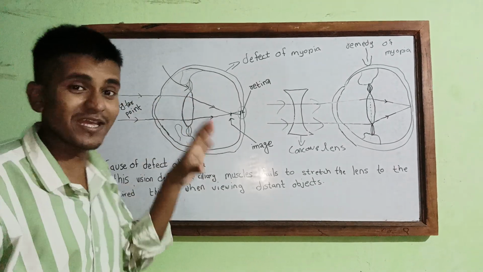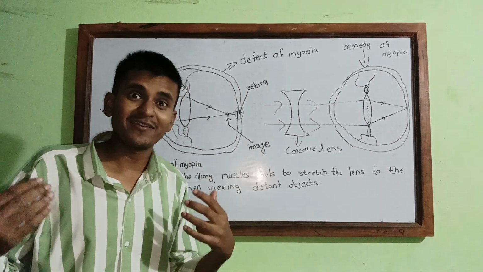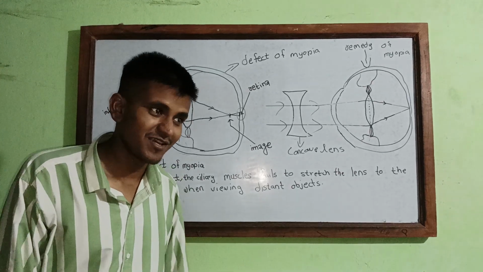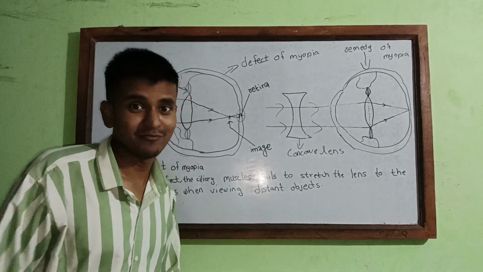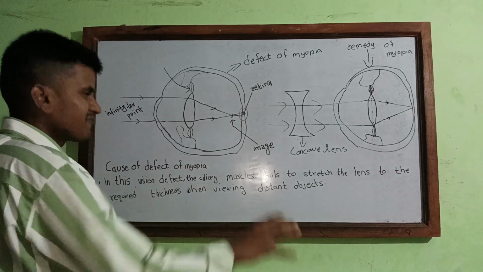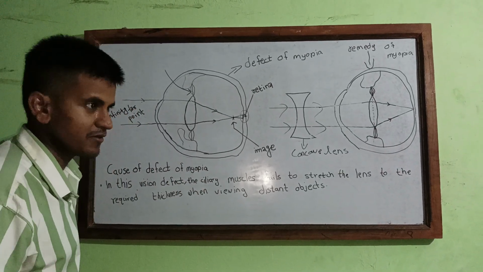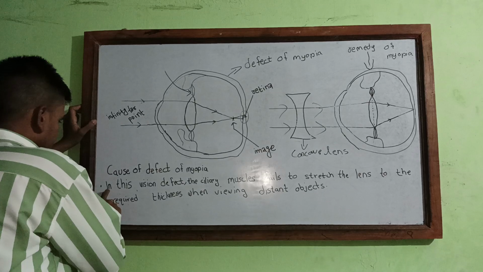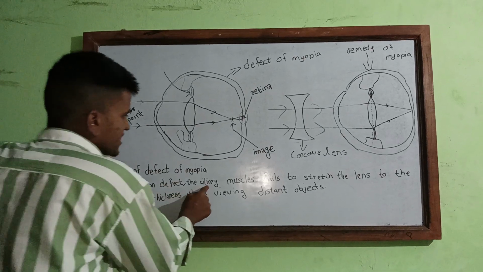Actually, this drawing is drawn by my dearest student. I will say his name also later. So see here, this is the defect of myopia. This definition is written by him. See here, okay. So now in this vision defect, the ciliary muscle.